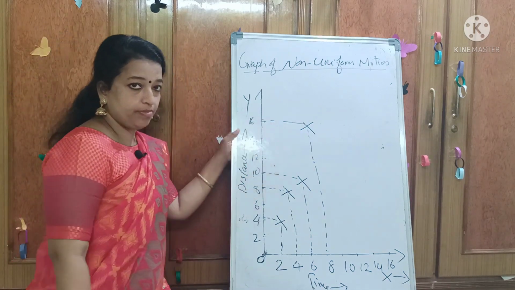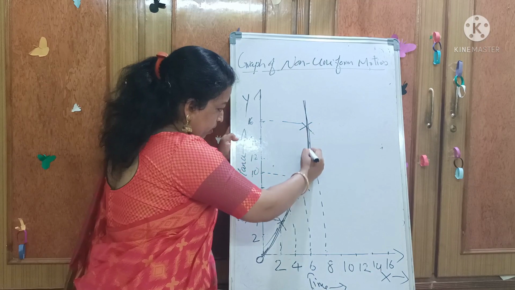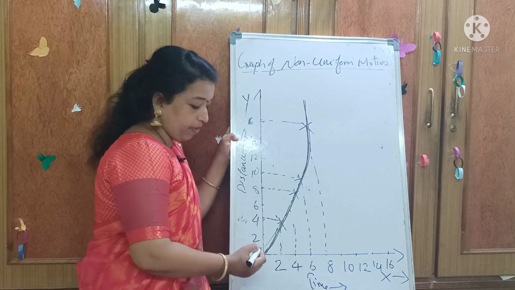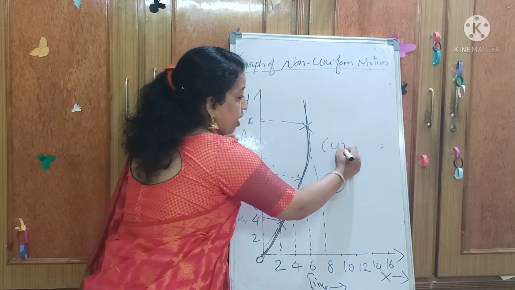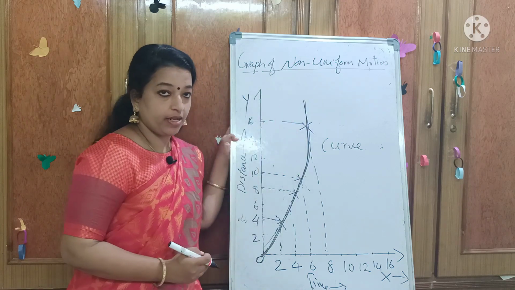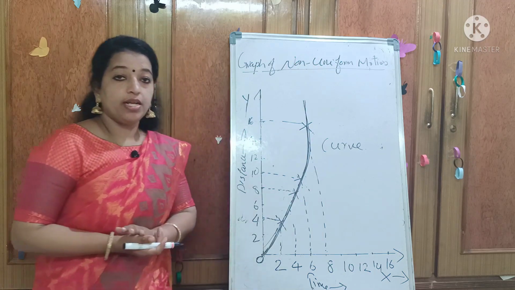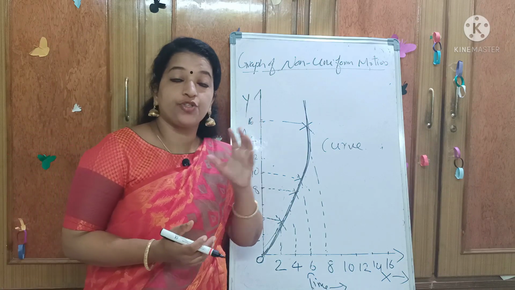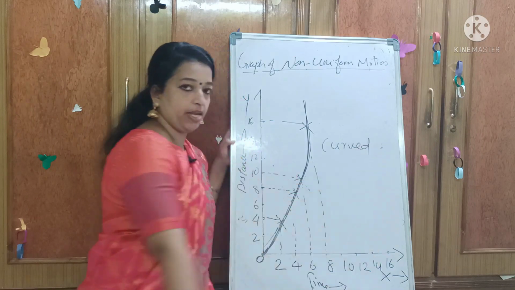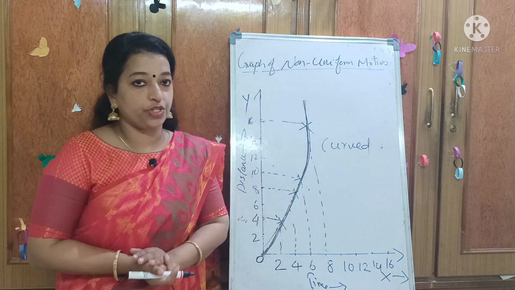Now just join the points. What shape are you getting? What is the shape of the graph you are getting? It's a curve shaped graph, right? Not a straight line. We got a curve shaped graph, for non-uniform motion. So what we understood: the graph of a uniform motion is a straight line, and the graph of a non-uniform motion is a curve shape. Understood the difference between uniform and non-uniform motion?